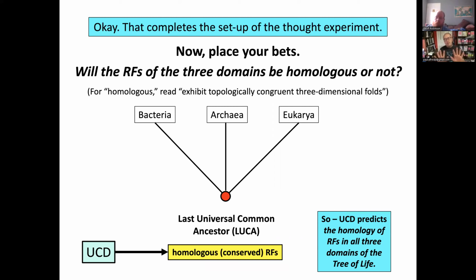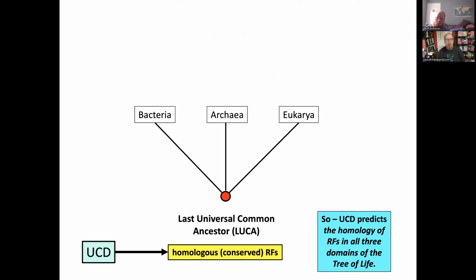So I have my two hands here. They're clearly hands, but they're not congruent, right? My thumbs are on opposite sides. So I've got a left hand and a right hand. These proteins would be topologically congruent in three dimensions, meaning you could superimpose the folds on each other. All right, prediction, they're going to be homologous.